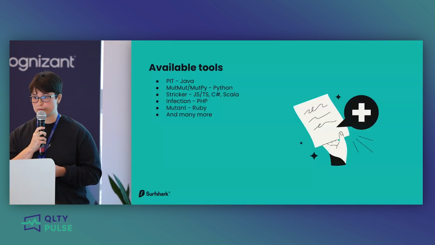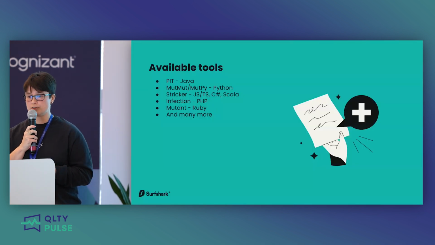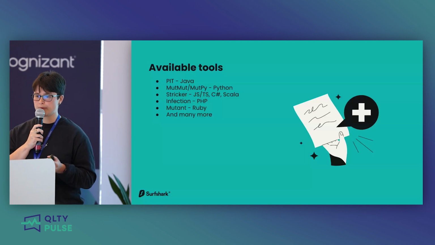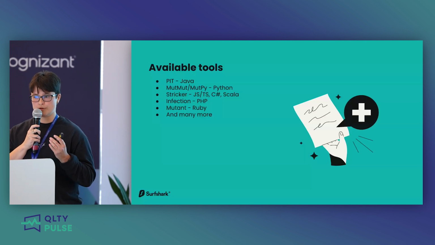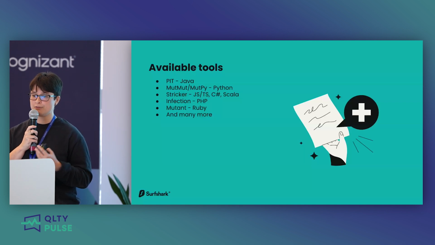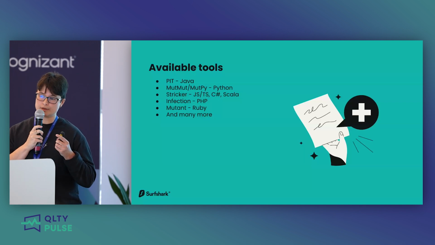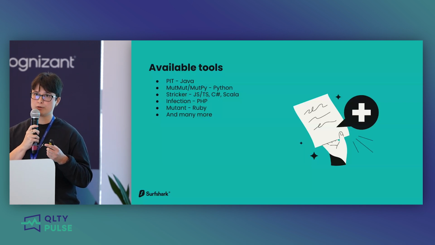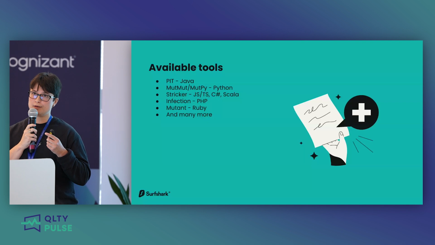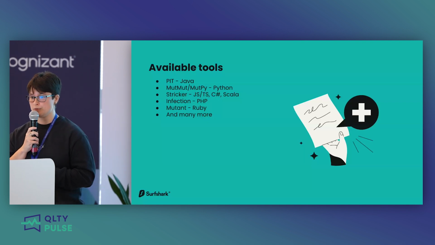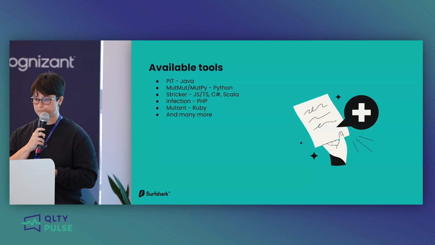And there are some available tools for different programming languages. I will just mention a couple of them. So PIT for Java, Mut for Python, Stryker, mentioned already, Infection for PHP, Mutant for Ruby. And this Mutant for Ruby is actually for companies, it costs. The rest are open source ones. And there are many more.